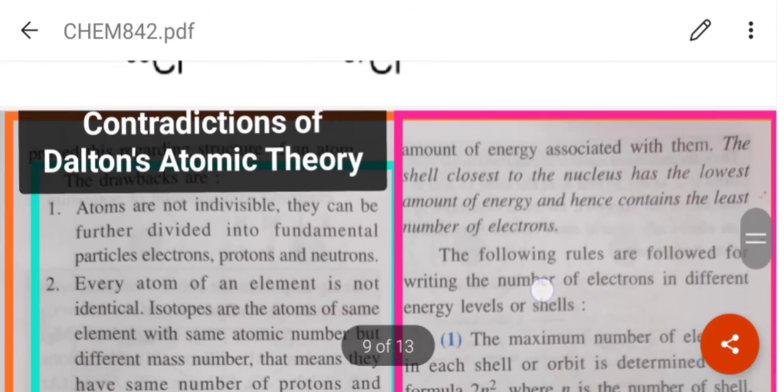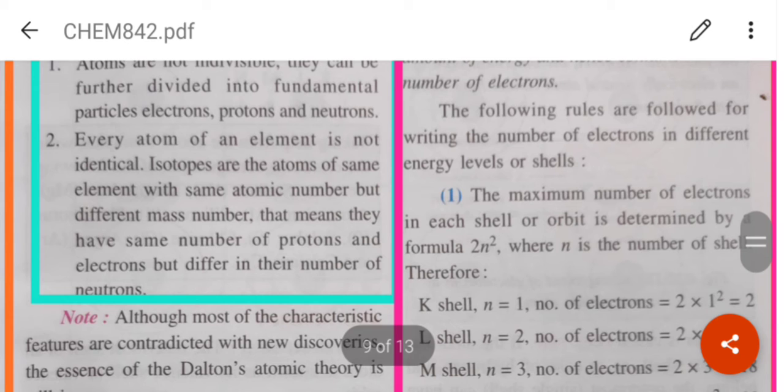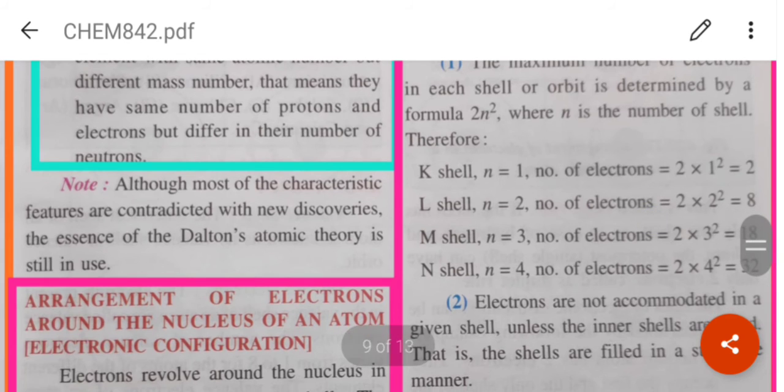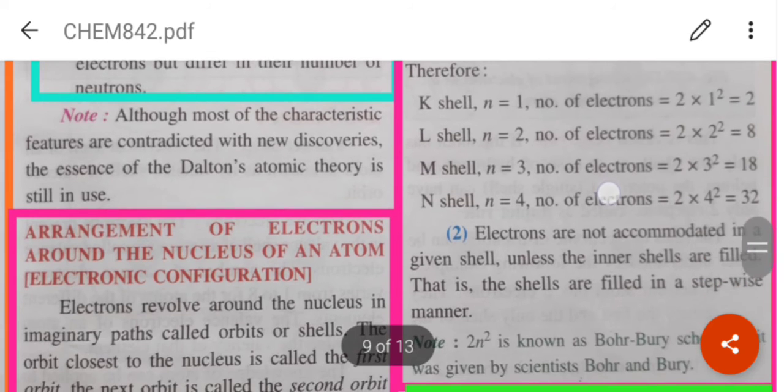So these are the rules of distribution of electrons. Number 1, the maximum number of electrons in each shell or orbit is determined by the formula 2n square, where n is the number of the shell. So if n is equal to 1, what do we get? The number of electrons is 2. In the L shell, n is equal to 2, so the number of electrons will be 2 × 4, which is 8. In the M shell, 2n square: 2 × 9 is 18. In the N shell, n equals 4, so 2 × 16 is 32.